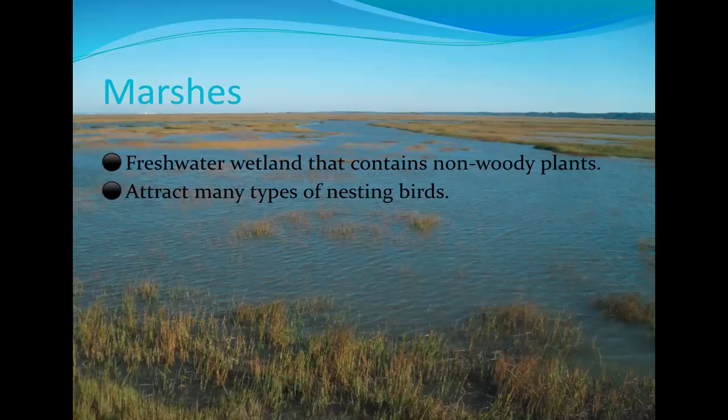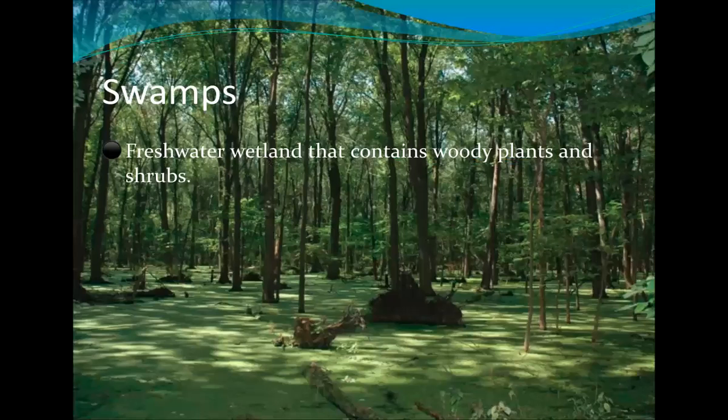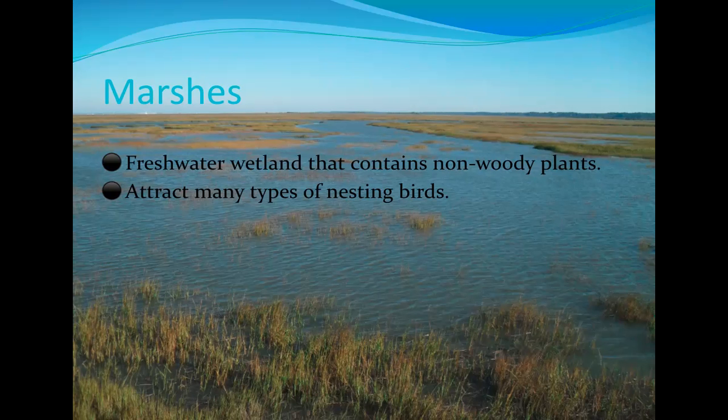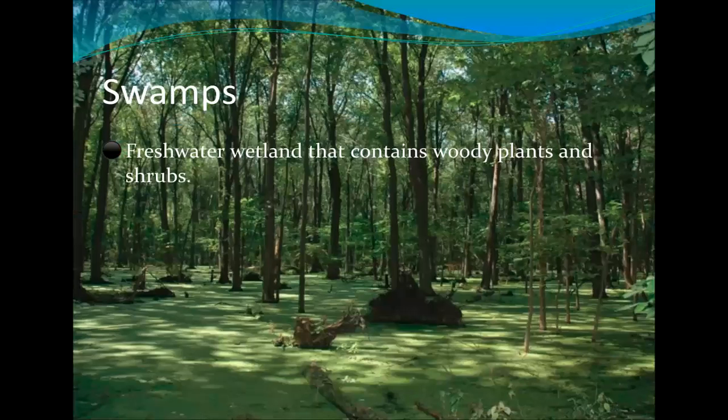Next is a marsh. Okay, this is a freshwater wetland that contains non-woody plants. So this attracts many types of different nesting birds. Anybody ever seen one at least, if you haven't been to or near one? A swamp. Okay, this is a freshwater wetland that contains woody plants and shrubs. Okay, so the difference, make sure we understand the difference there. So marshes do not have woody plants and swamps do.